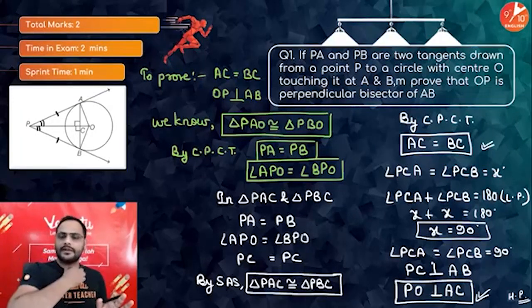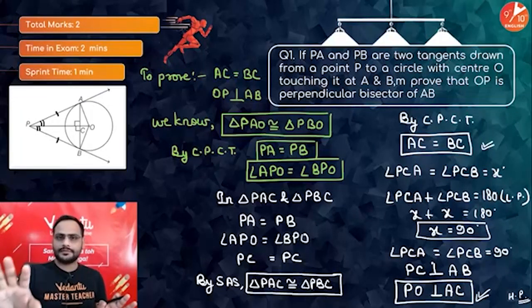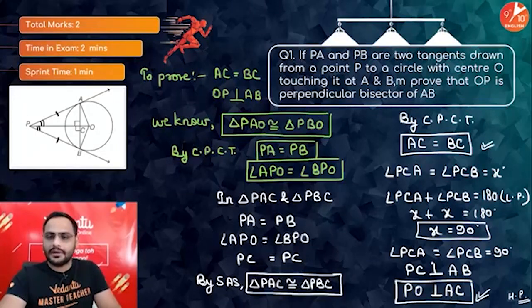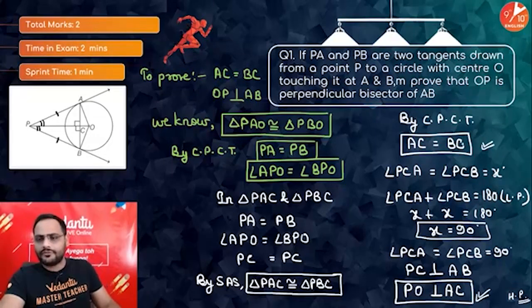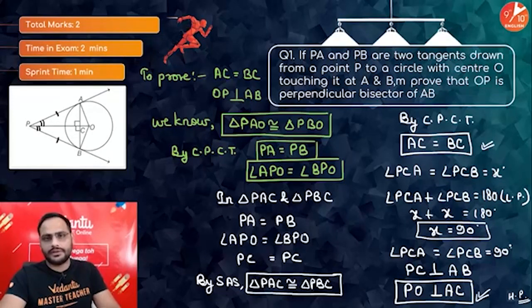In this way, if you are writing, definitely you will get good marks. No way they'll cut any marks of yours. Okay? Write with proper explanation. Highlight the points. You can say from 1 and 2, we can say OP is perpendicular bisector of AB. This you need to take care.